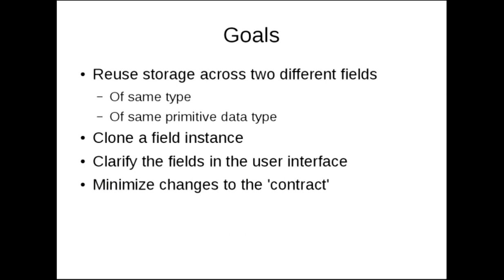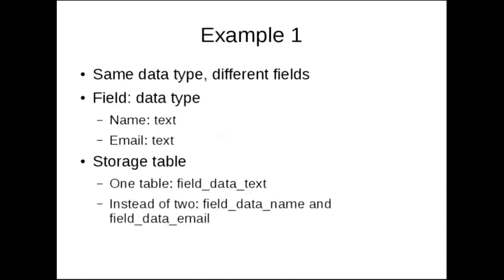And the last point is to minimize changes to the contract, being the API that Core has, the field API, the API being the function calls, like if you want to get certain information, you have to give me certain information. I don't want to change that, because if you change that, you mess up all these contrib modules out there. So if we can minimize those changes, that would be a desirable thing.